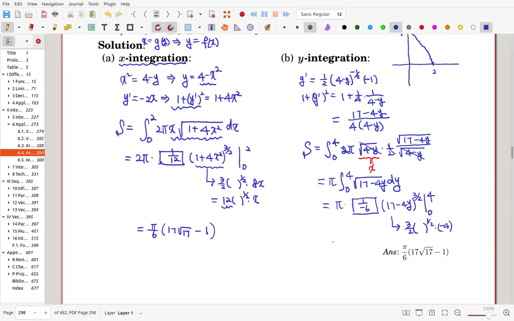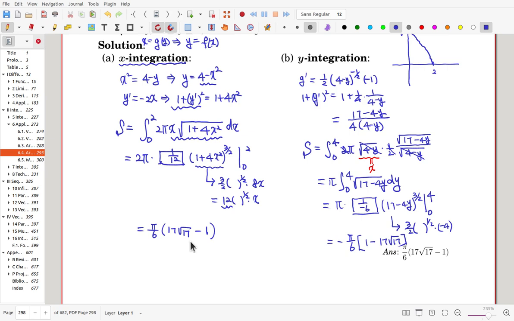Okay, so that is now minus pi over 6, and then we'll try to evaluate this one. Once y is 4, then it's 1, so 1 minus, once y equals 0, then 17, so 17 to the power 3 over 2, which is 17 square root of 17. Right? Now you'll see the same result, right?